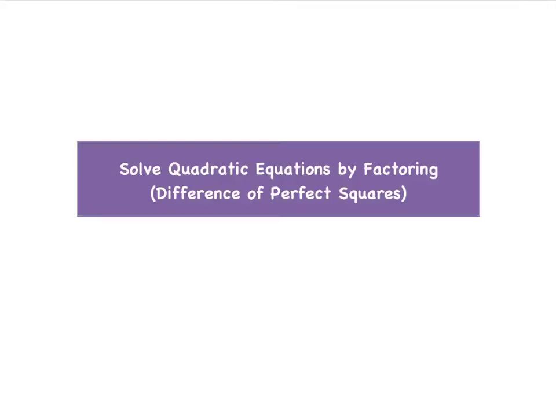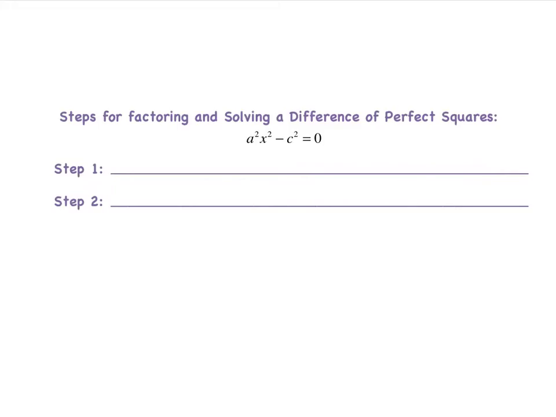Now let's get started. When quadratic equations are in standard form, they are usually trinomials, meaning ax squared plus bx plus c. But sometimes the b value is actually 0, and in that case you would have ax squared plus or minus c. In today's lesson, we're going to be dealing with something very specific. It's called the difference of perfect squares.